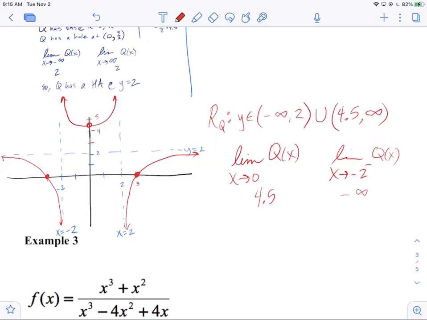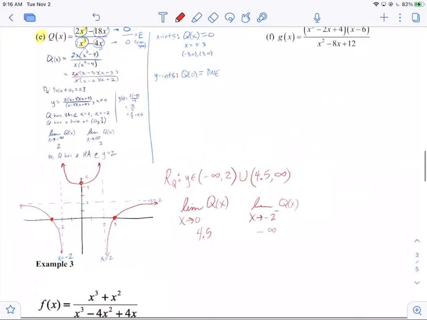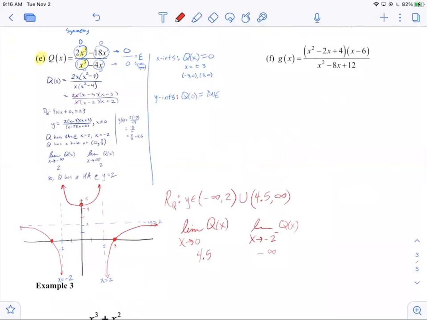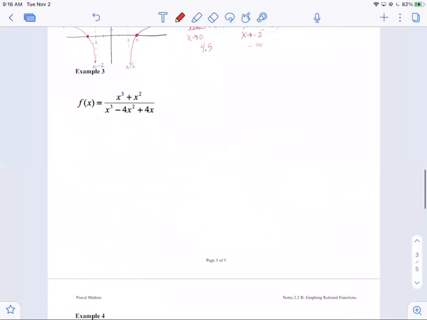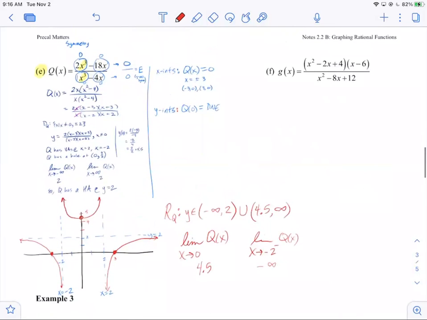Negative infinity, right? Or what? D&E. Yeah, good. All right, so that one didn't take the whole period, did it? No. Because we're getting better. But it did take my whole page. Yeah, I did take the whole page, right? Didn't take the whole period.